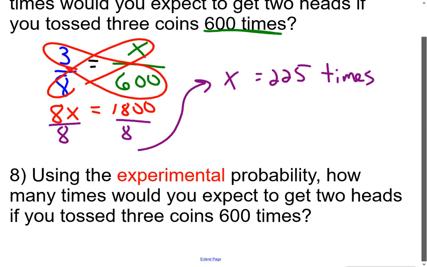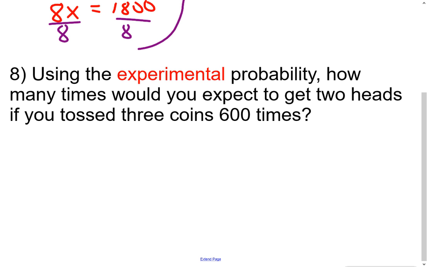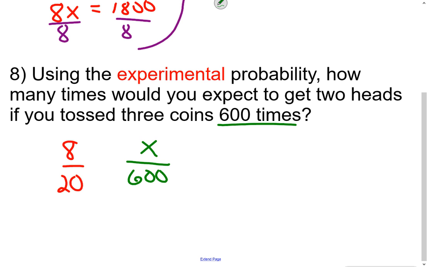But what happens if I use my data from when I did the flipping? If you go back to my data that I put on that first screen, I flipped 2 heads 8 times. So my experimental probability was 8 out of 20. 8 times I got 2 heads, 20 times is what I did total. Again, we have the 600 times we're going to do this experiment. So that's my total. How many times would I expect to get 2 heads?